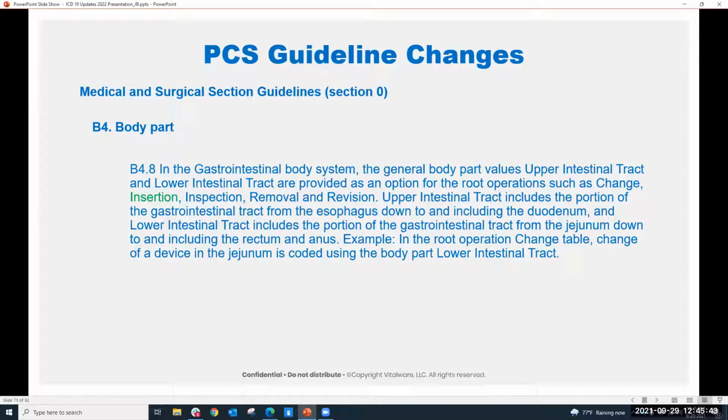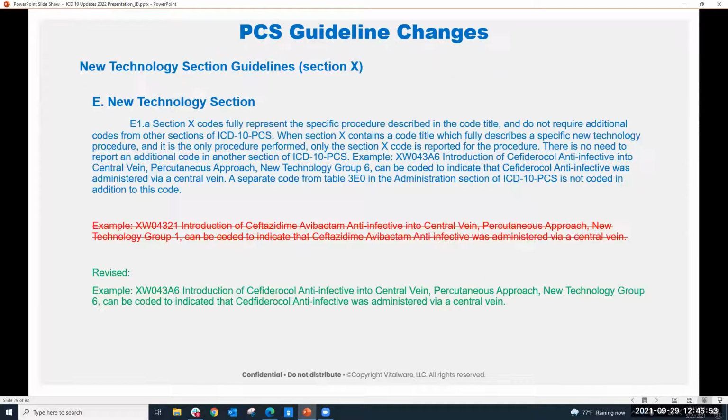This next section, they added insertion as an operation here while talking about the GI body system and operations that can be used. And then there was a slight change to the new technology section. They just revised the example. They wanted to use a different example.